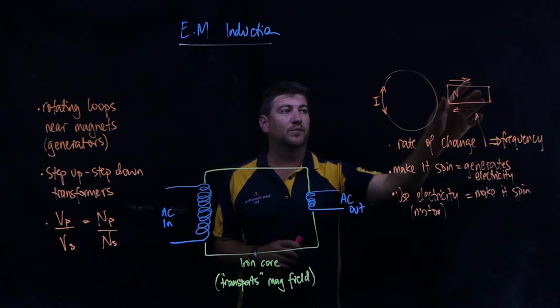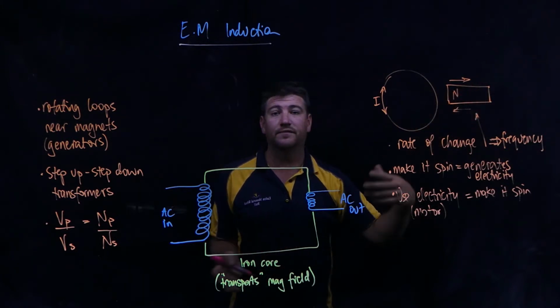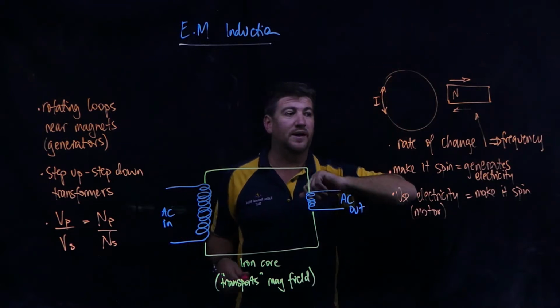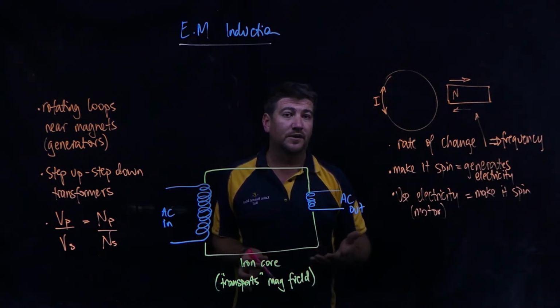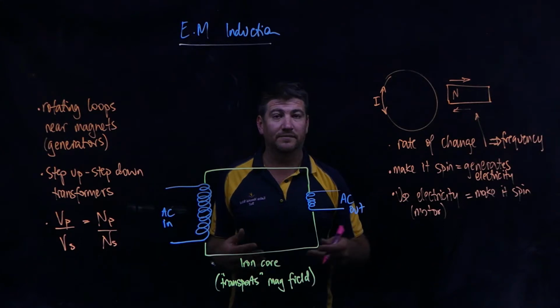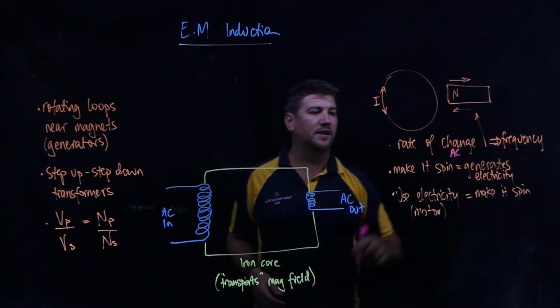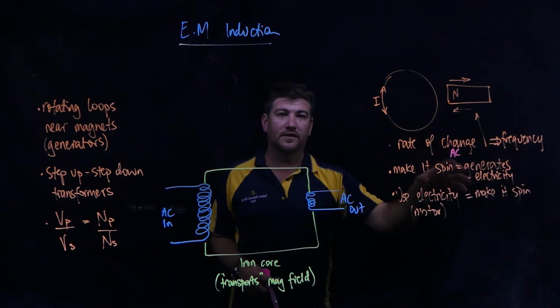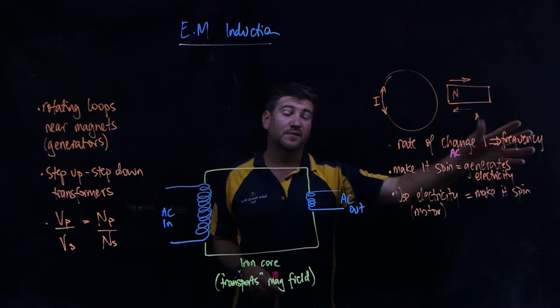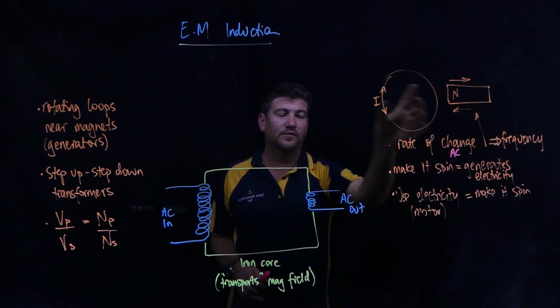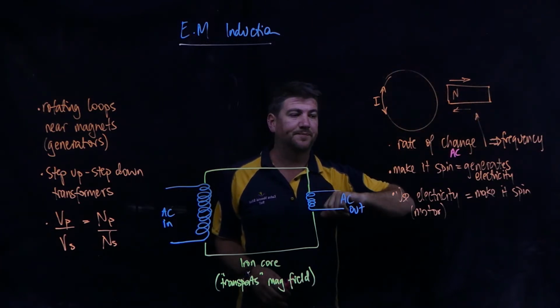Now, if we move this in and out fast enough, far enough, the magnetic field strength is enough, there's enough loops of wire and all that sort of stuff, what we're going to be doing is generating an alternating current, so an AC. And the rate of change of this alternating current, the frequency, is related to how quickly this moves in and out of the loop of wire.